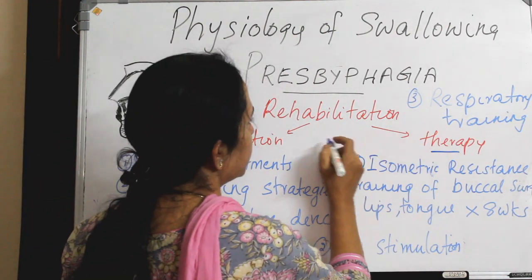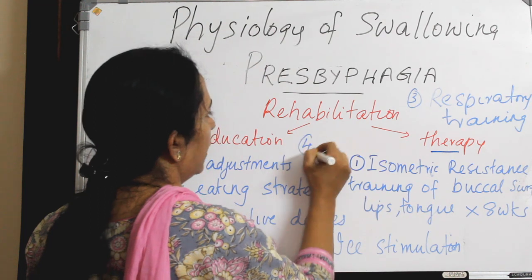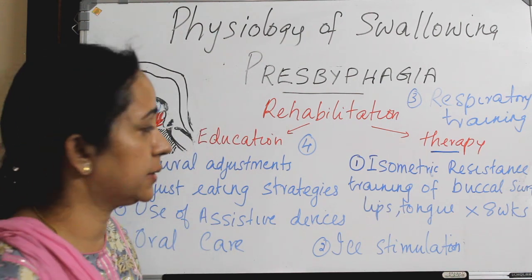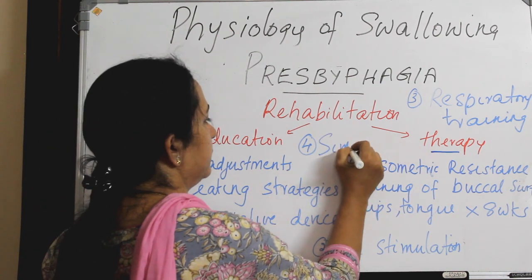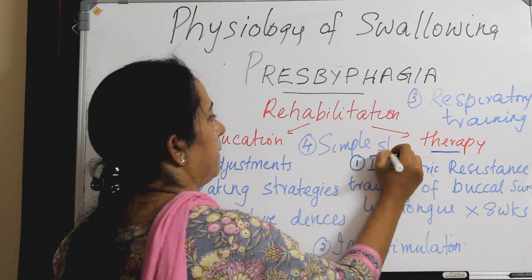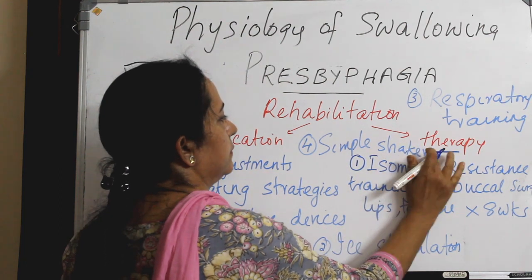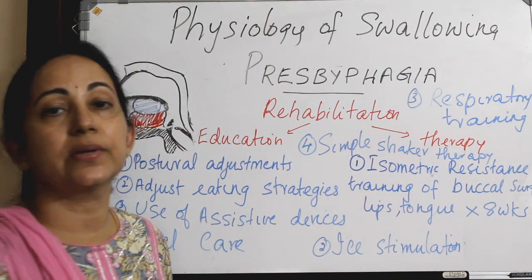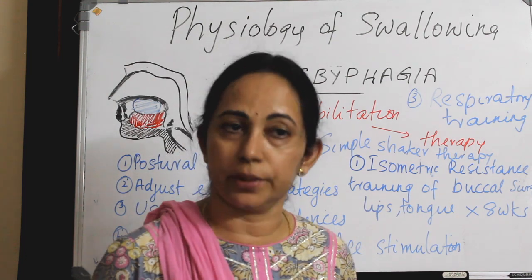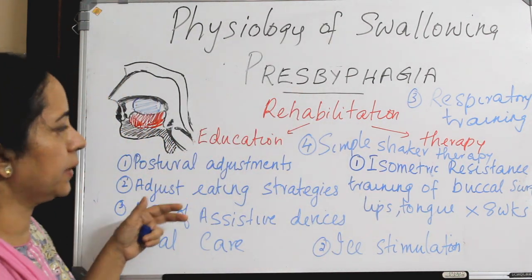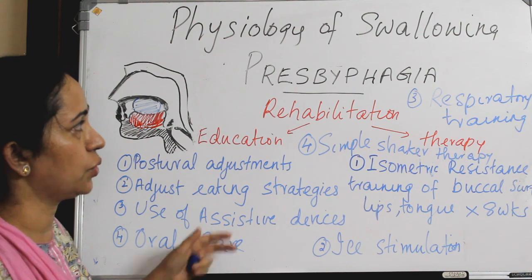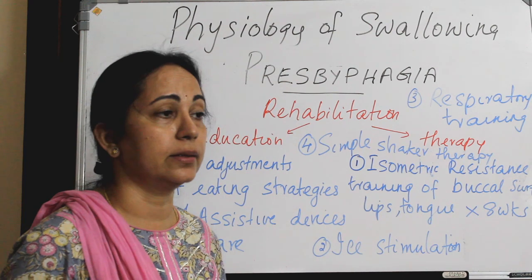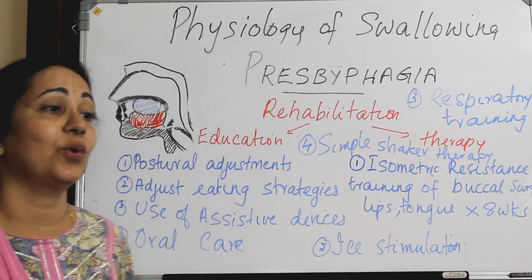And also, in order to increase the tone of the upper esophageal sphincter, there is a therapy called the simple shaker therapy. It will significantly improve the tone of the upper as well as the lower esophageal sphincter. So all these can be used in the treatment strategies of presbyphagia. You should be aware of this term, and the problems in old age should not be overlooked. Thank you.